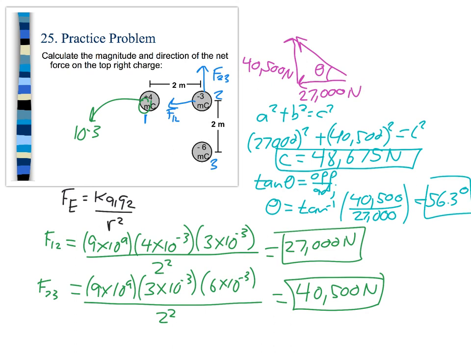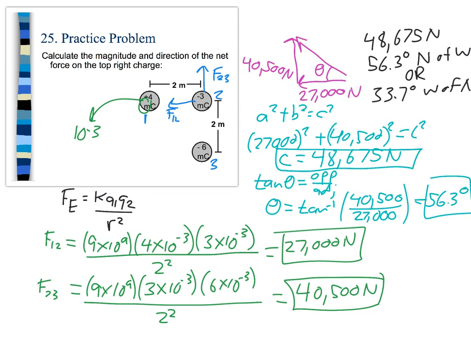So putting all of this together, our net force, the magnitude of our net force, is going to be 48,675 newtons. And the angle, or the direction, is going to be 56.3 degrees north of west. Of course, as always, you could solve for the other angle, in which case it would be 33.7 degrees west of north.